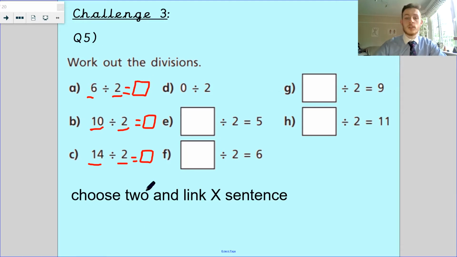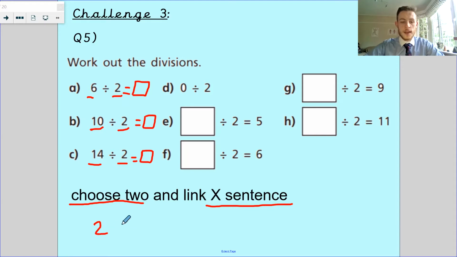I would like you to choose 2 and link it to a multiplication sentence. So like I did before, I said, if I've got 6 and I put them into groups of 2, then how many in each group? It's just like me going, I've got 2, and then I'm going to multiply it by however many to get the answer of 6. Or even the other way around, I've got this many, lots of 2 equals 6. So that's for question A. I've done that one for you. You still need to work out the answer.